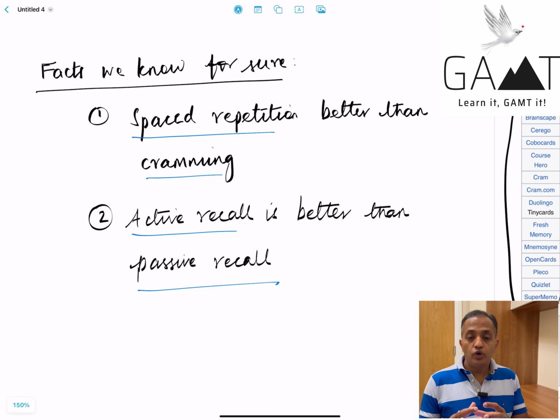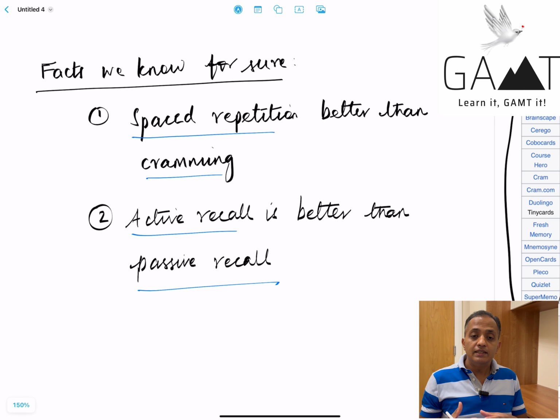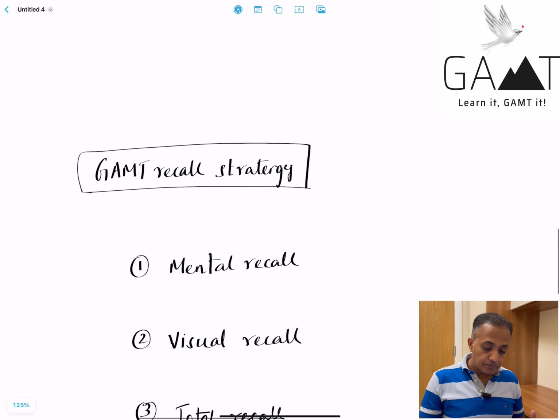Problem-based learning, where you look at the problem and then you go back and draw the information back, is definitely better than just passively reading the text. Okay. So these are the basic concepts that you need to understand before we go into the GAMT revision.